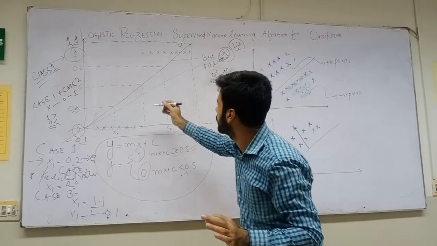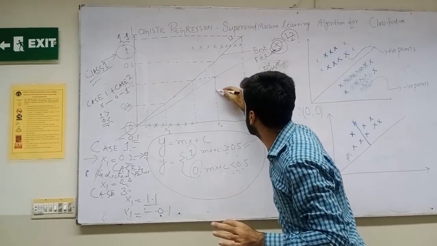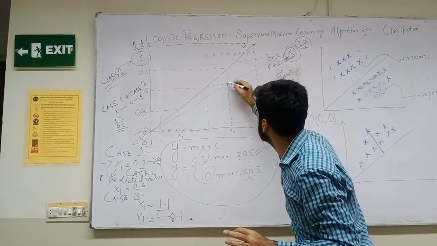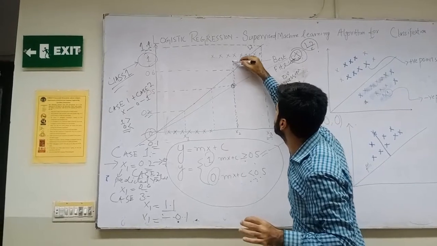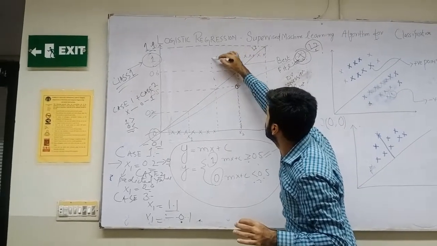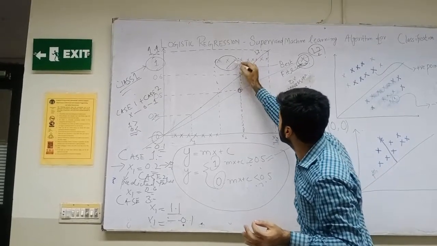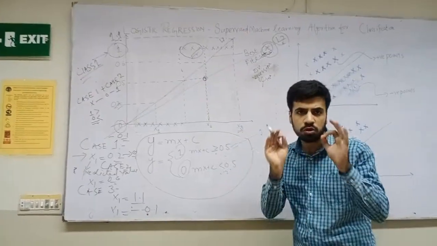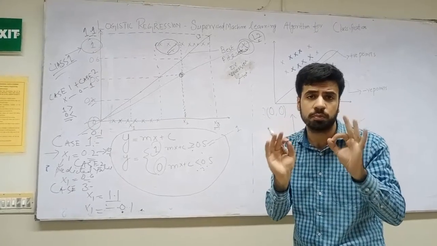So here we see this is our threshold. Now I will draw according to here. So it means all these points are wrongly classified. So here's an issue. There are two limitations of using linear regression for classification purpose.